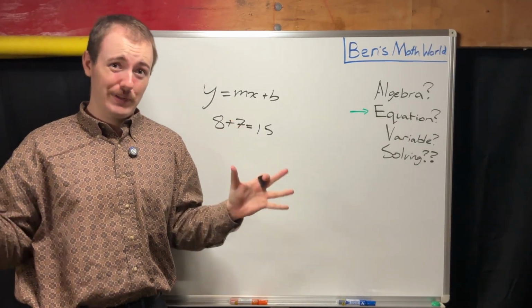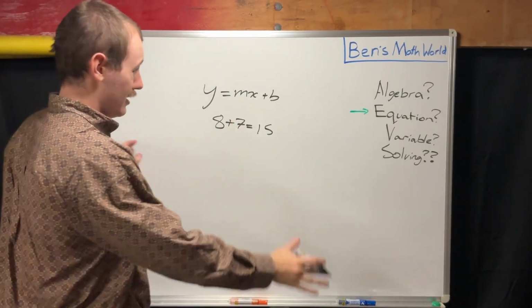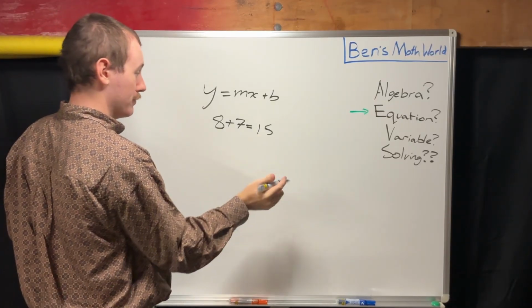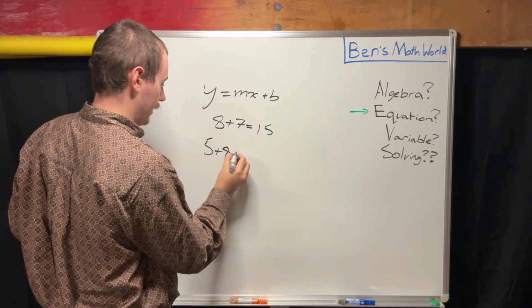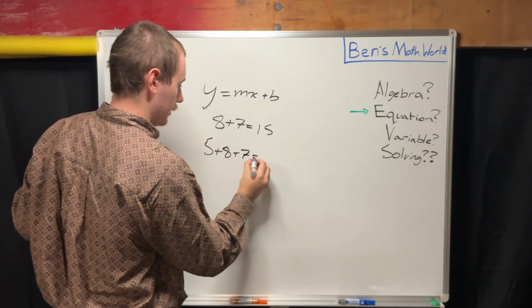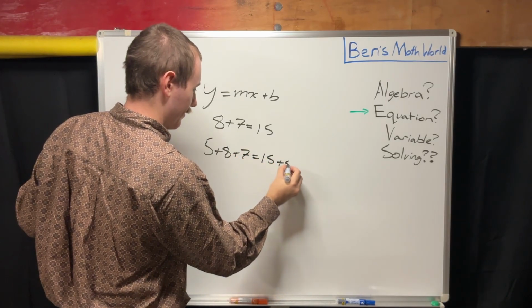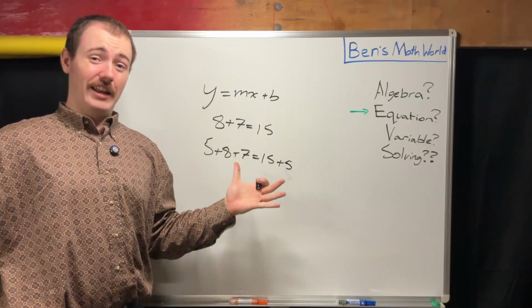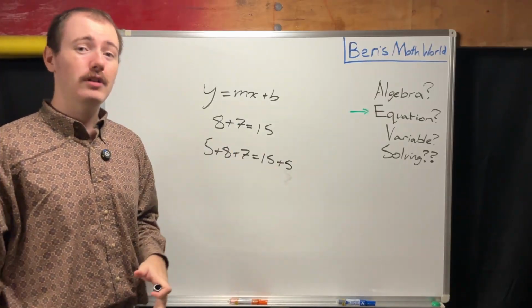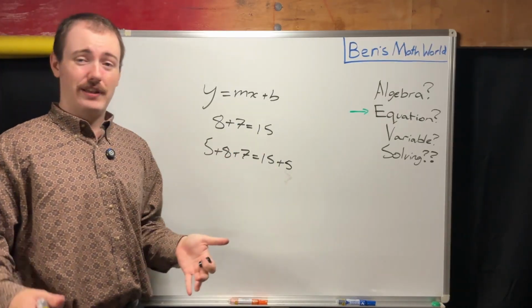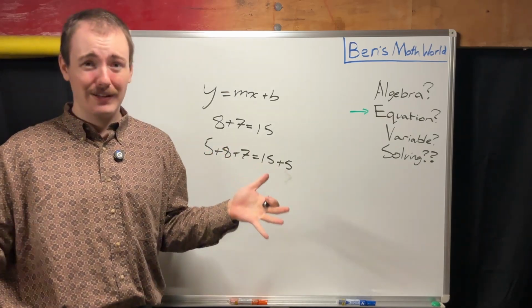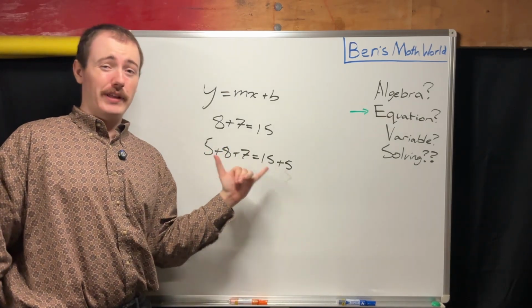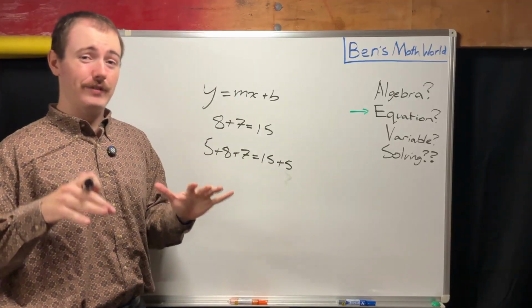Now we can do a little bit of a tricky thing here, and we can add 5 to both sides of this. So 5 plus 8 plus 7 equals 15 plus 5. Now, is it still an equation? Well, are these equal? Well, if we take 8 plus 7, which is 15, and we take 15 and we add 5 to each one, well, they're going to be equal. And in algebra, we're going to do a lot of tricks like this to figure stuff out.